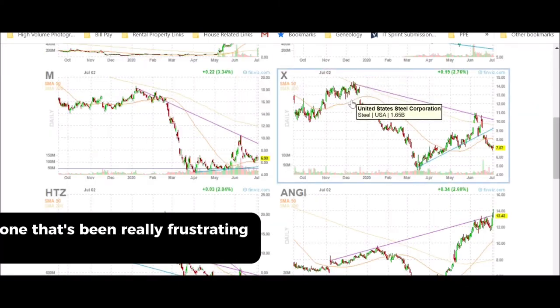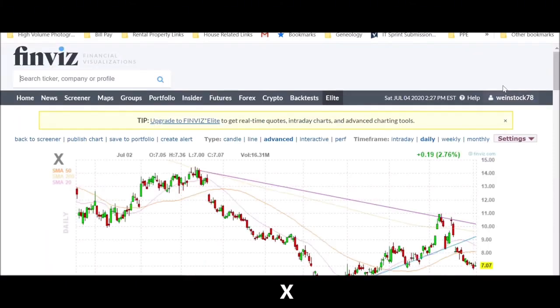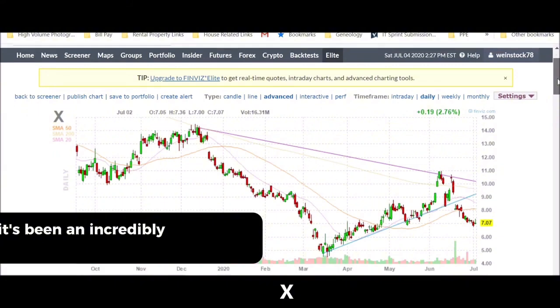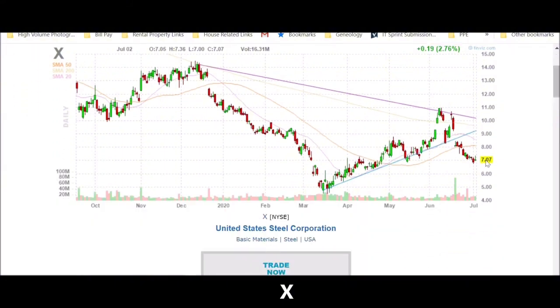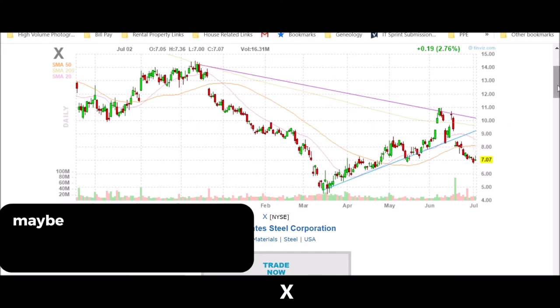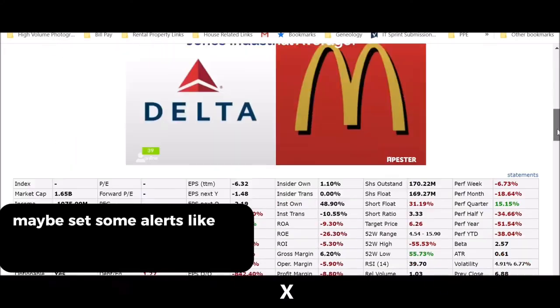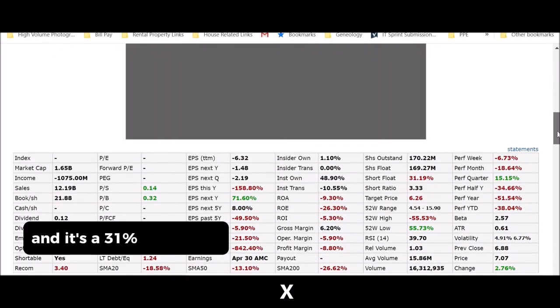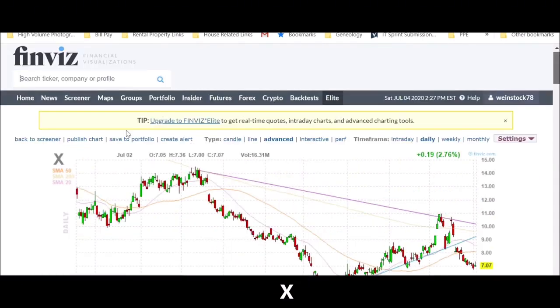One that's been really frustrating is U.S. Steel. It's been an incredibly long downtrend. So I don't think this is ready yet, but I'm going to come back to it. Maybe set some alerts. I like to look at it when it gets to about 8, and that's a 31% short float. Let's go back.